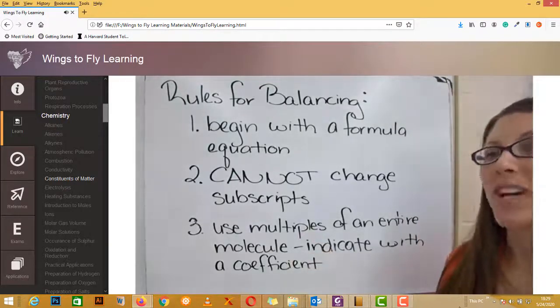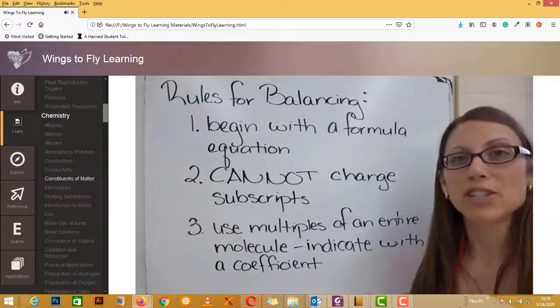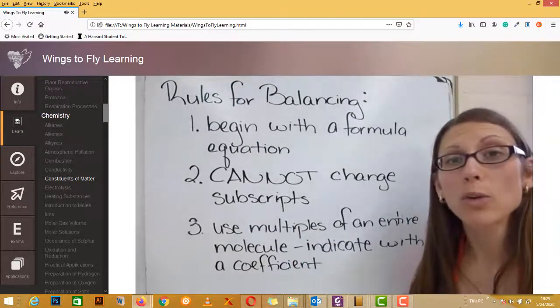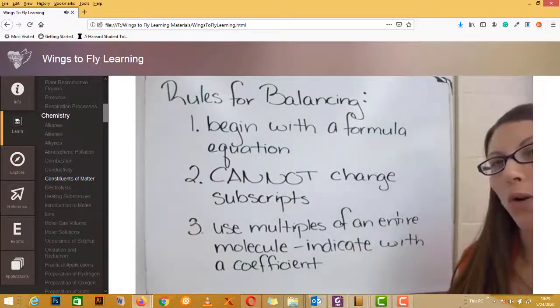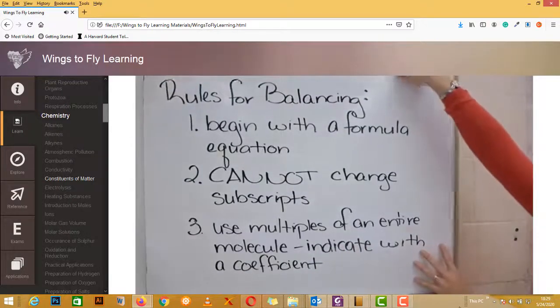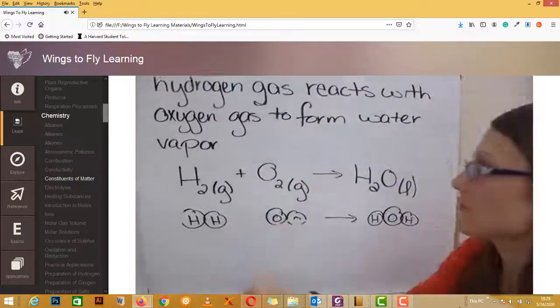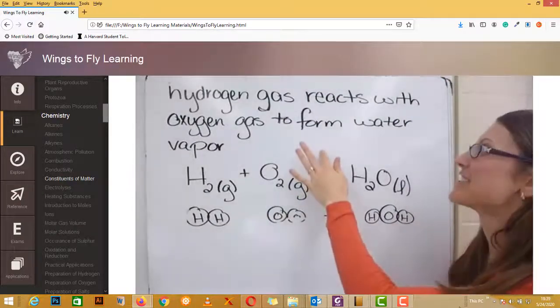What we will do is we'll use more than one of each of the different types of molecules in order to come out with an overall balanced equation, and we'll use coefficients to represent that, and I'll show you what that means. So let's take a look at hydrogen gas.